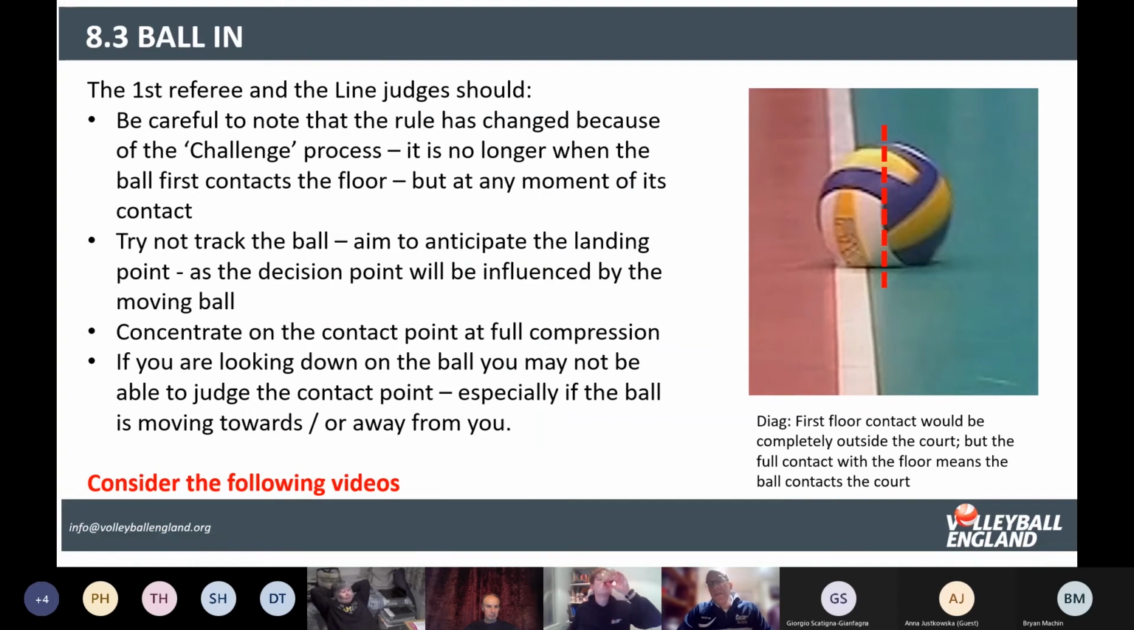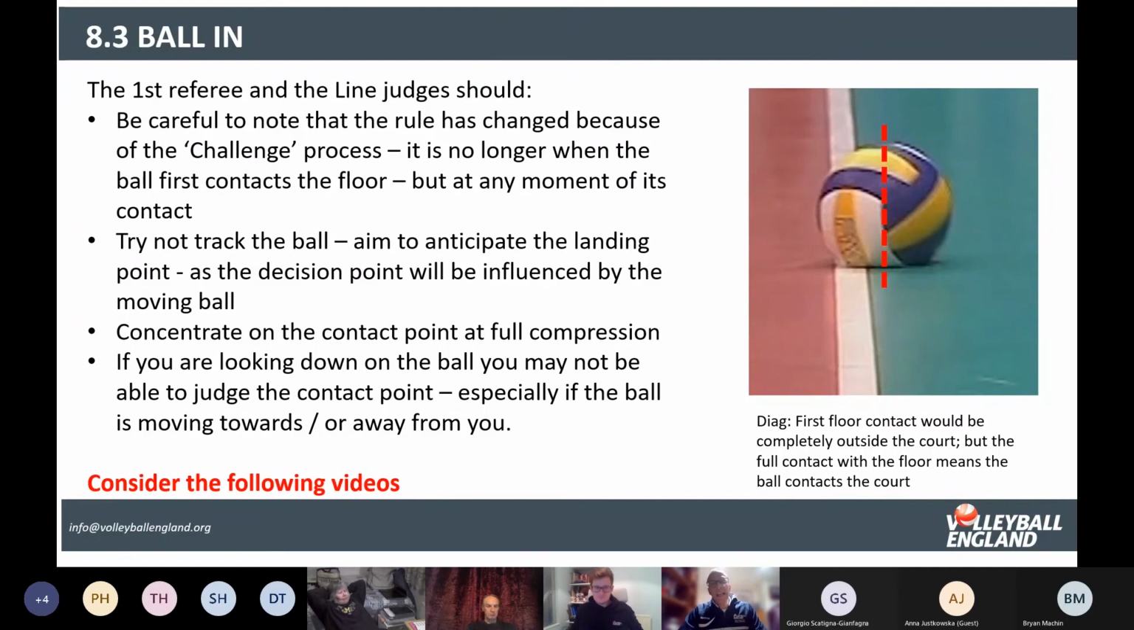So the first referee and the line judges need to be careful that you understand why this rule has changed. It's different. So if we look at the photograph we've got here, which is the same one we used before, we can see that if we were using the first contact of the ball with the floor, the ball is most likely going to be out. But obviously now, with our compression, we know that the ball is definitely in.